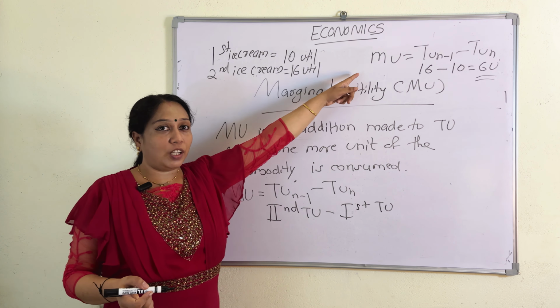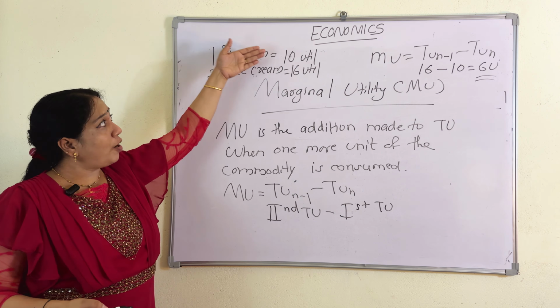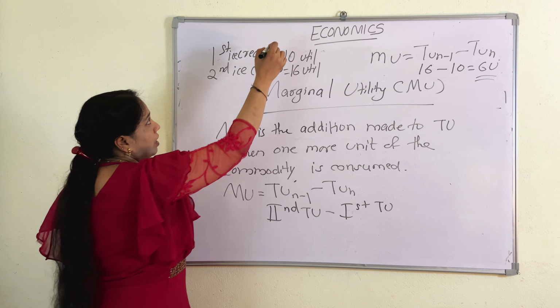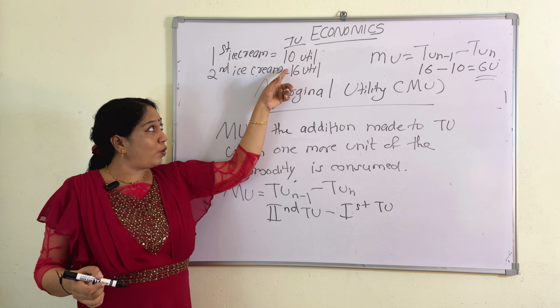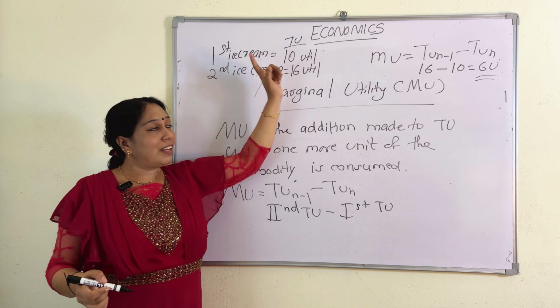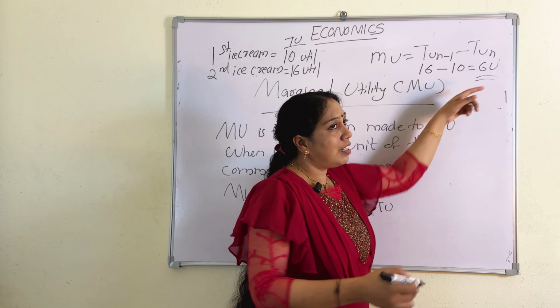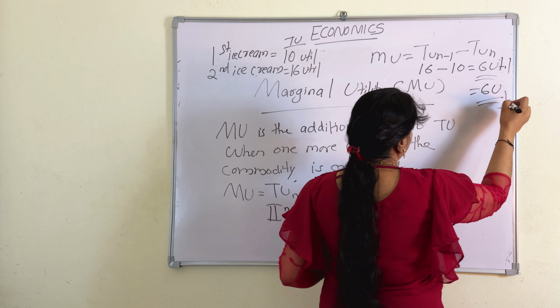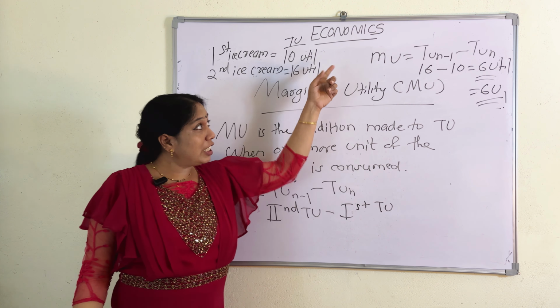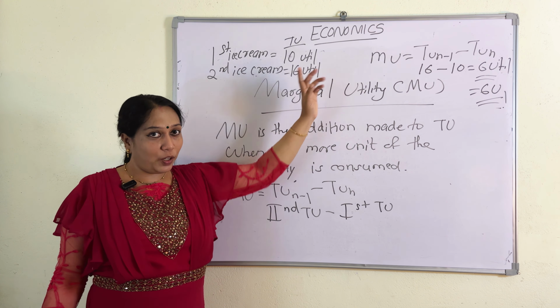How to find out the marginal utility? Difference between the two total utilities. Okay, these two total utilities. What is the difference between the two total utilities? 16 minus 10 is equal to 6. 6 util. Okay, this is the one method to find out the marginal utility.